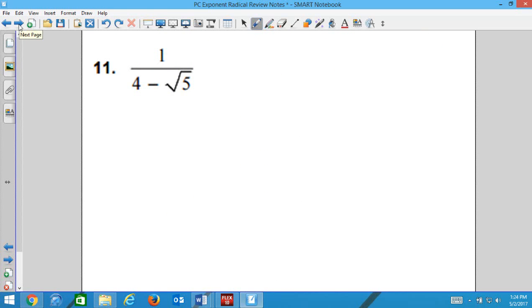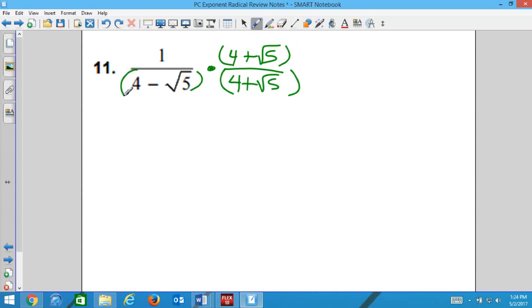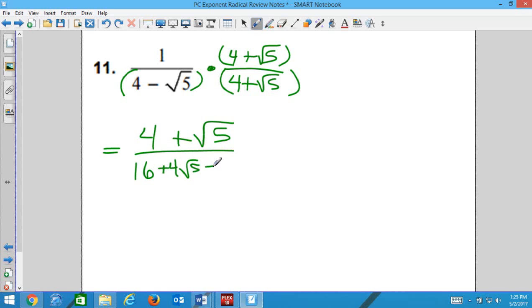Okay, 11, we have done these before. This time we have a radical in the denominator, but it has friends. It's 2 terms. So do you remember what we have to multiply by? The conjugate. Good. So we're going to multiply the top and the bottom by 4 plus radical 5, which is a binomial, so I put parentheses in. On top, we have to distribute the 1, but it's just a 1. On the bottom, we're going to FOIL. So we're going to have 16 plus 4 radical 5 minus 4 radical 5, and then minus 5.